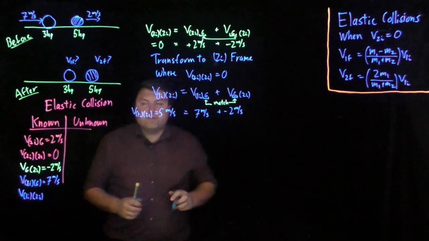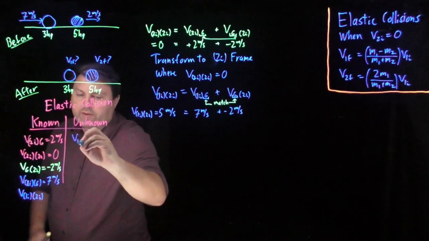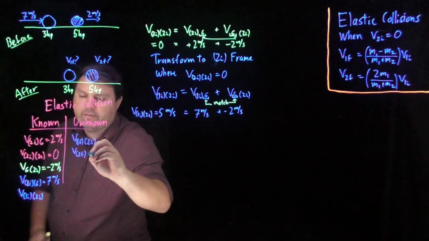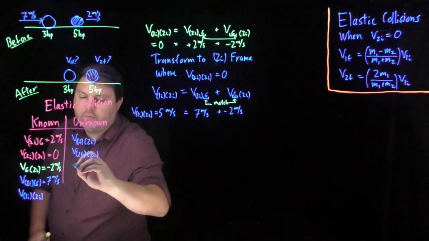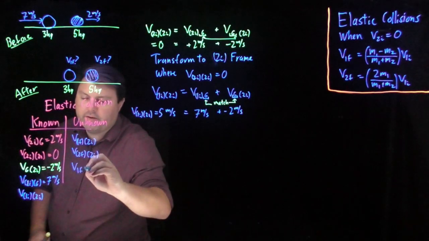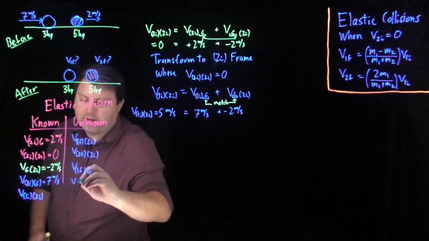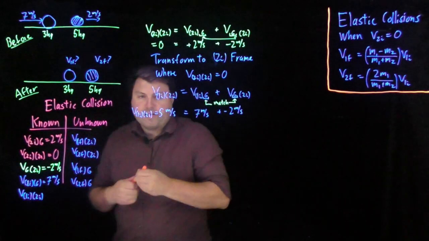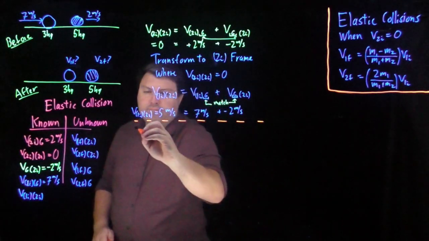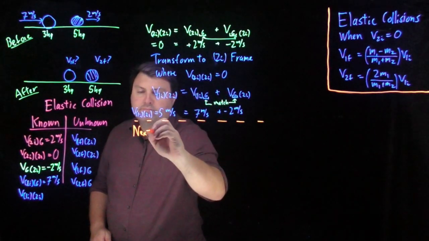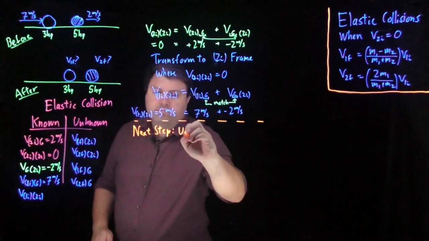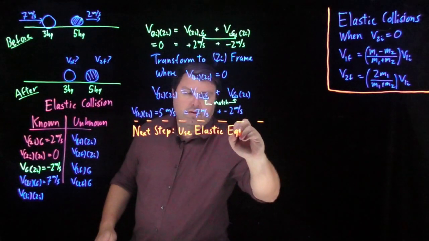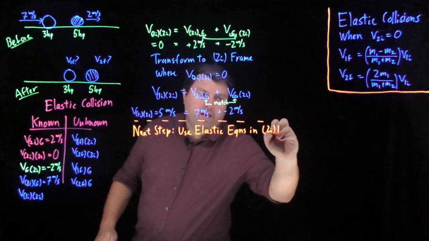So in my unknowns, now I can solve for the velocity of 1f in the frame of 2i, and the velocity of 2f in the frame of 2i. But what I'm really trying to find is the velocity of 1f relative to the ground and the velocity of 2f relative to the ground. So my first step is I can use these elastic equations in the 2i frame.